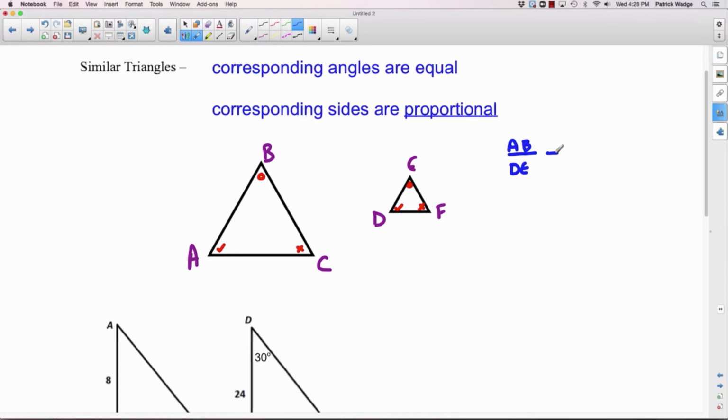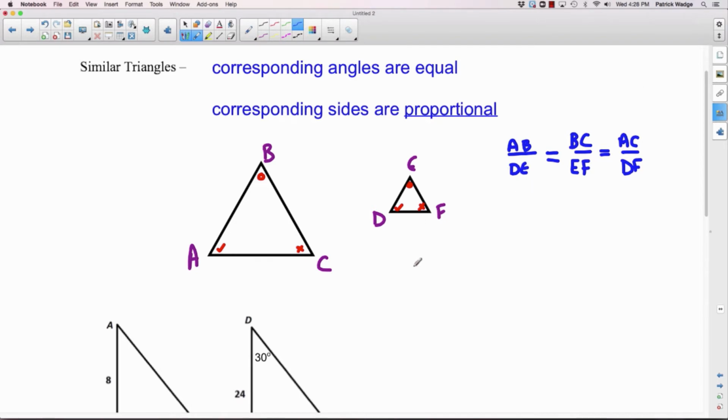Now, this would be equal to, if I took BC and divided it by EF, I'd get exactly the same amount. If the first ratio is 2, this would also be 2. And as you would expect, AC divided by DF would also give you the same amount. So this is what I mean when we say they're proportional.